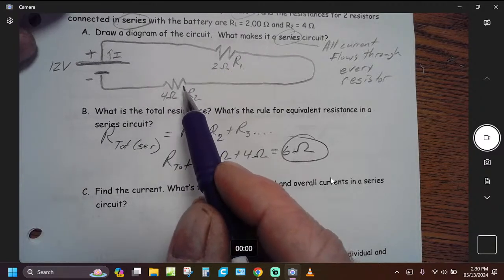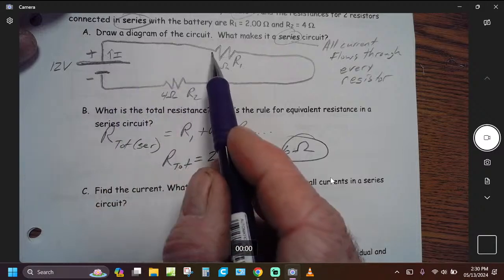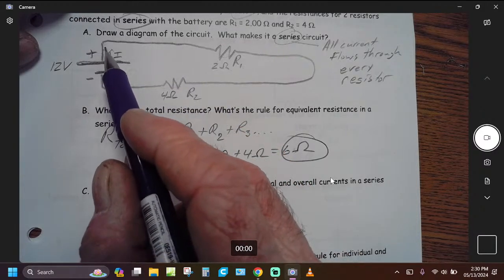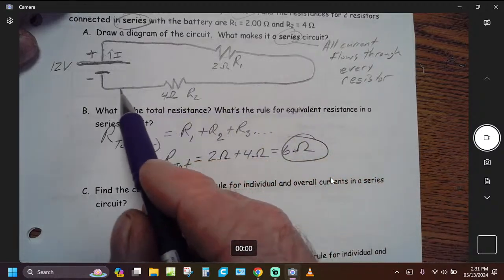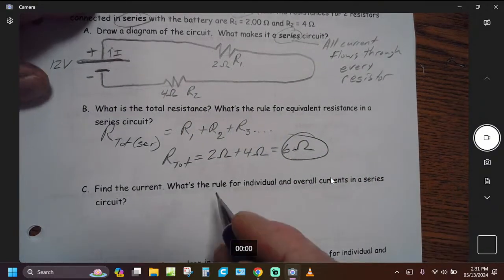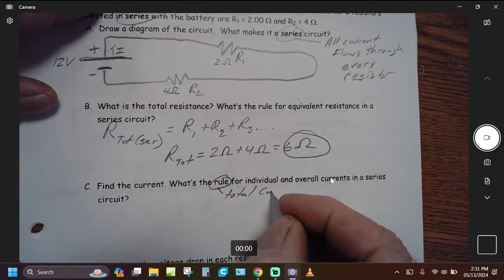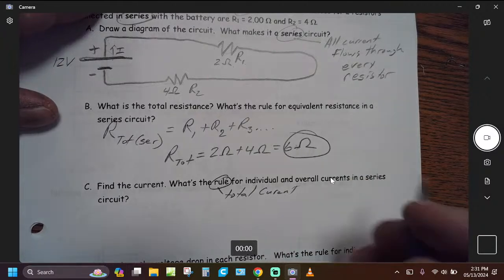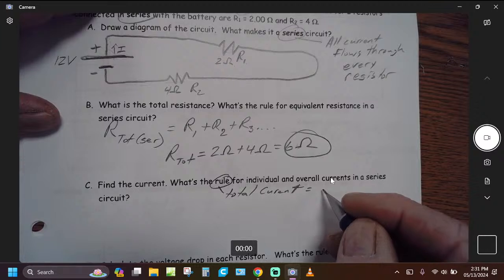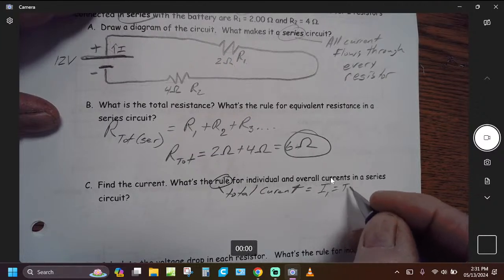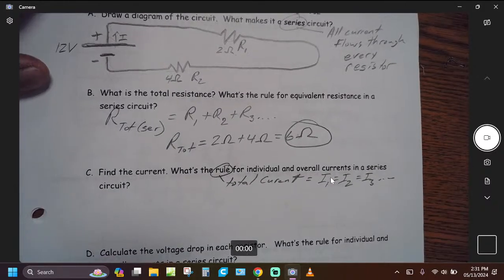It's series, which means how does the current going through each of these and the battery compare? It's the same. It's like the river flows out here, the whole river goes through here. The whole river goes through there. It's all the same. So the rule is total current, or I should have written total I because that would have been less to write, equals I1 equals I2 equals I3, so on and so forth.